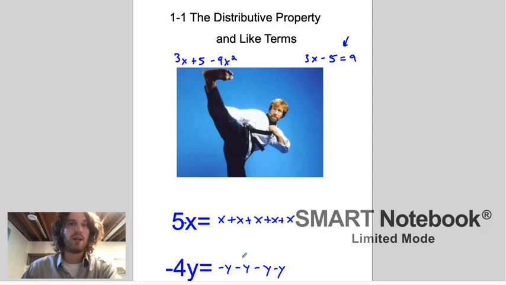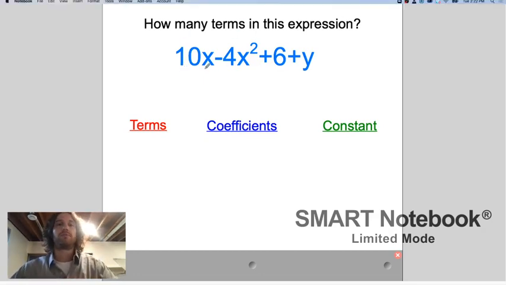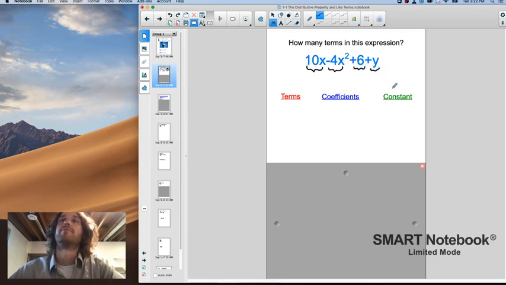So we needed a way to write repeated subtraction and repeated addition, and that's by having a number out in front of the variable. This expression has 4 terms. I'm gonna do some color work here, so I'm just gonna leave this minimized. Those terms are 10x, negative 4x squared, 6, and y.